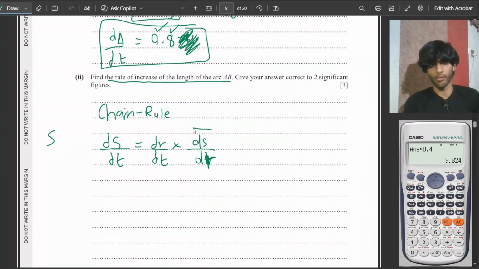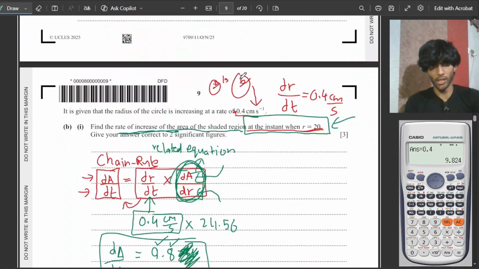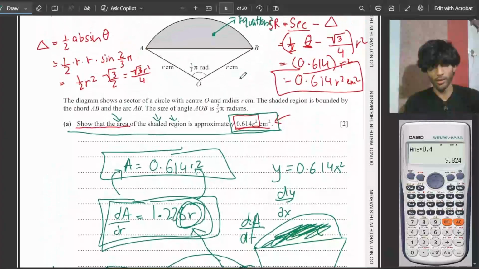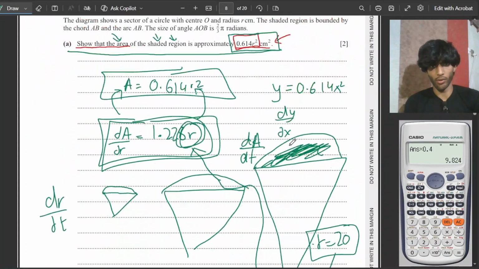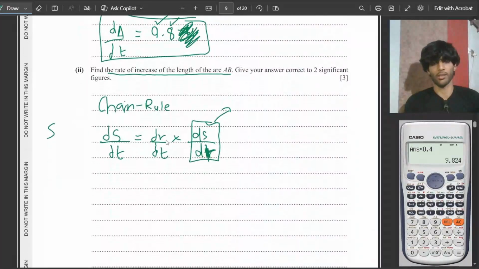Okay, so again, related equation for this thing. Do I know that? I don't think so. Of the arc length, yes, I actually do know. So the arc AB basically means this particular arc AB, this guy right over here. And what's the equation for the arc length of a sector? That is basically equal to arc length equals r times the angle theta. Therefore, s equals r times theta. Now, this is the related equation. I'm not trying to find s. I'm trying to find ds over dr.